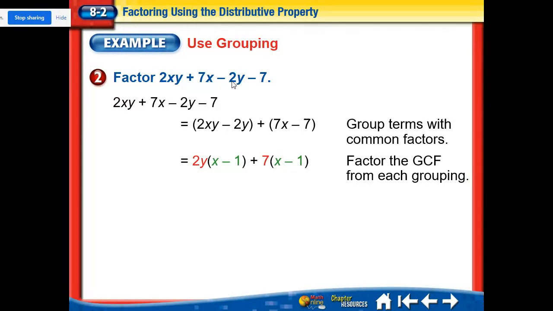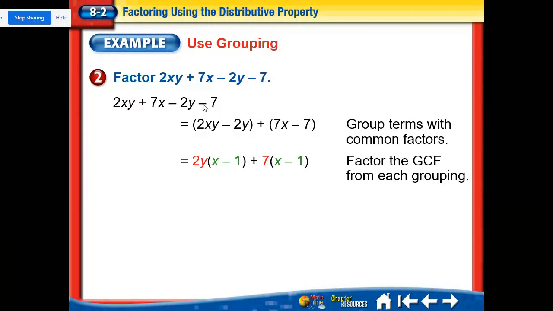Notice they kind of switch the order here just to make things more in common. You probably could have done it differently. That's fine. The way that they're written, these could be factored out. You could factor an x out. You could factor a negative 1 out of the back here. Either way, it would have gotten the same answer, so it's not a big deal.